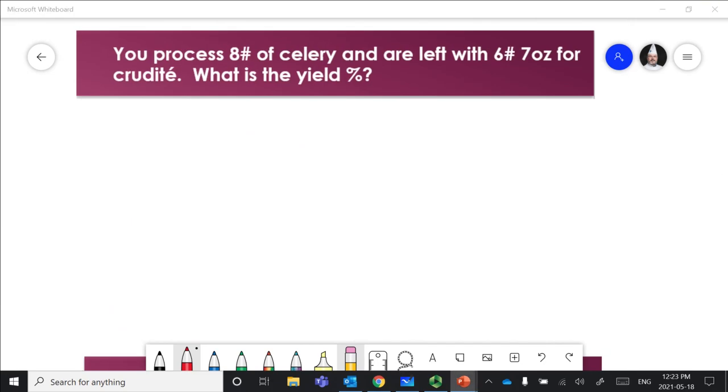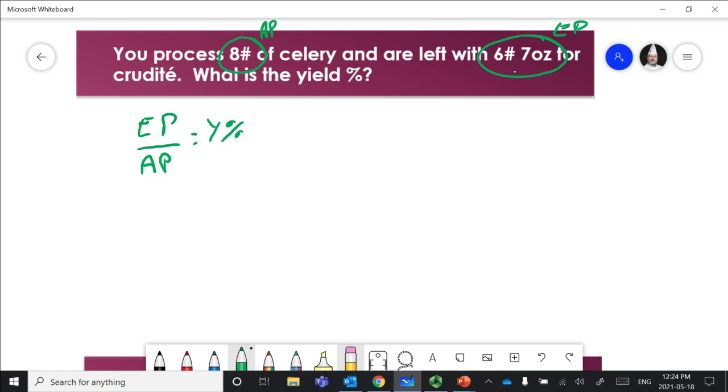Okay, next example I've got is another variation off of our edible portion, our EP and AP. So if we process 8 pounds of celery and are left with 6 pounds 7 ounces for crudité, what is our yield? So first thing I like to do, like I said, is identify these numbers. So what have I got? I've got 8 pounds. You process 8 pounds of celery, so that's telling me that it's as purchased. And we're left with 6 pounds 7 ounces. So we're left with our EP, right? So we have EP divided by AP is going to give us our yield percentage, right?